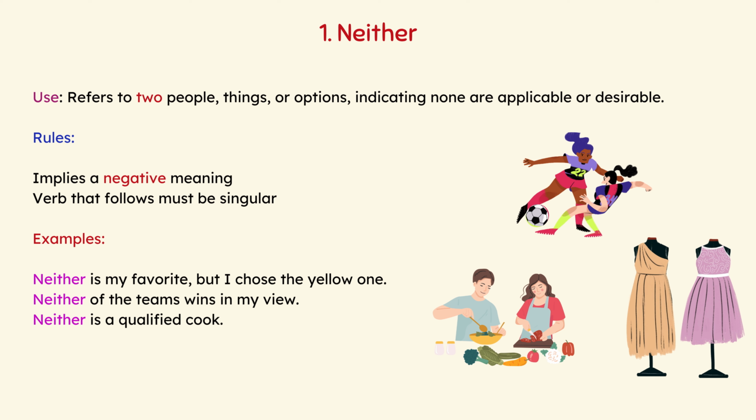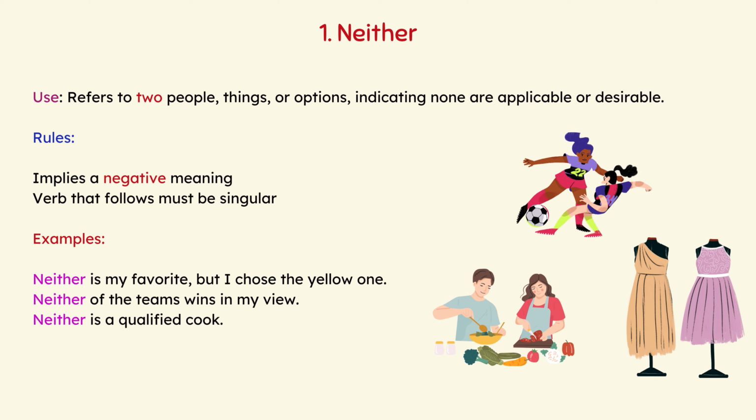Neither of the teams wins, in my view. Neither refers to not one of the two teams, so the verb wins is singular. Neither is a qualified cook. Again, neither refers to not one person, so the singular verb is is used.